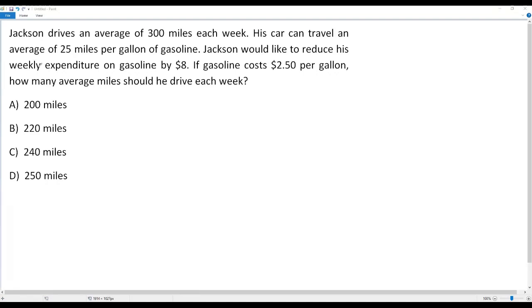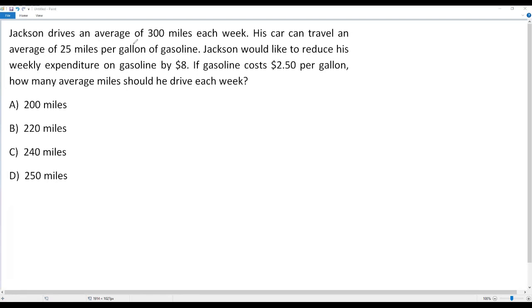Here we have a SAT math problem. Okay, let's go to the question. Jackson drives an average of 300 miles each week. His car can travel an average of 25 miles per gallon of gasoline. Jackson would like to reduce his weekly expenditure on gasoline by $8. If gasoline costs $2.50 per gallon, how many average miles did he drive each week?